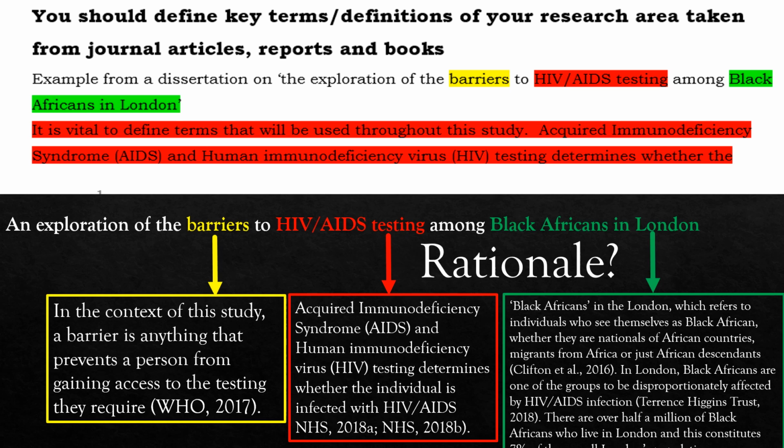If you just want to do the basic breakdown, barriers mean this, HIV/AIDS testing means this, Black Africans in London means this, that's fine. But if you want to go one step further and put the why in: why the focus is on barriers, why the focus is on HIV/AIDS testing, and why the focus is on Black Africans in London.